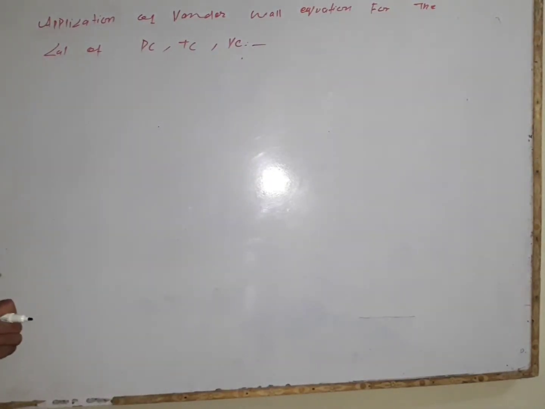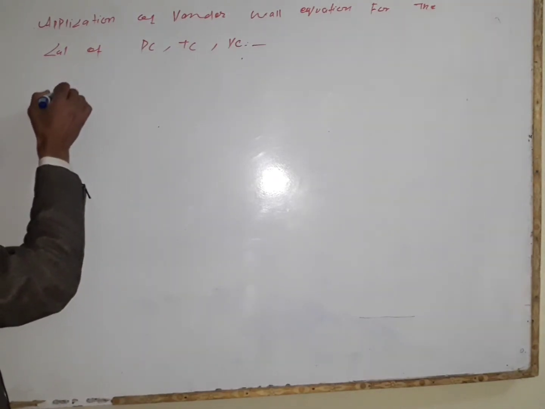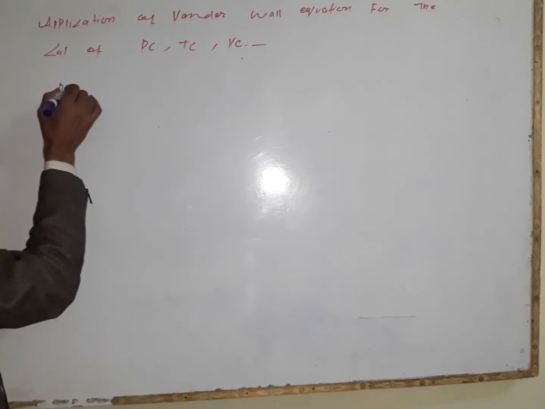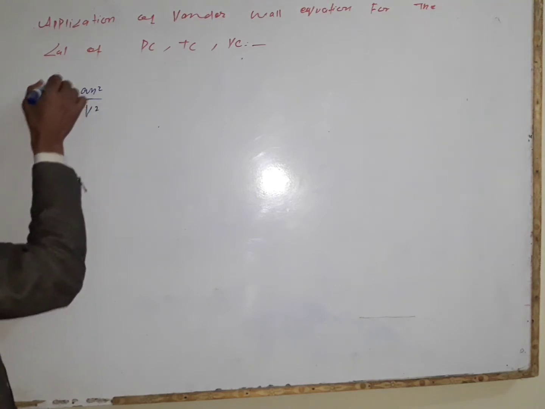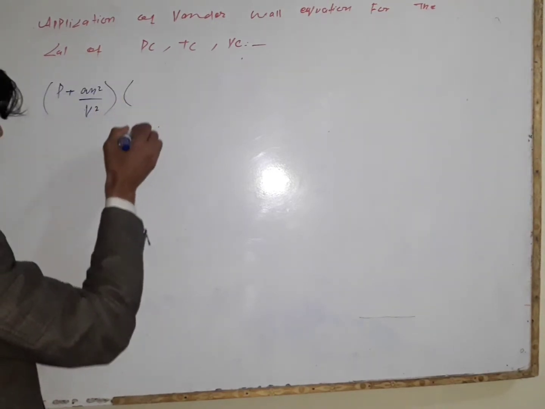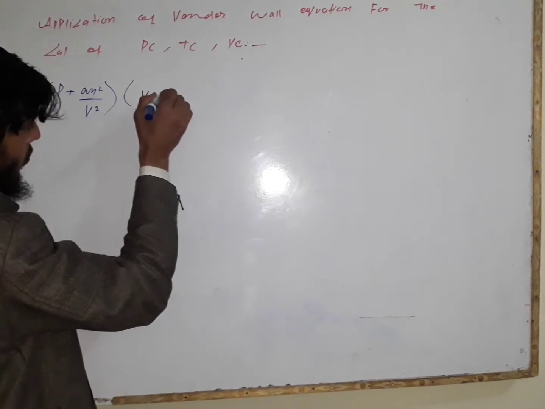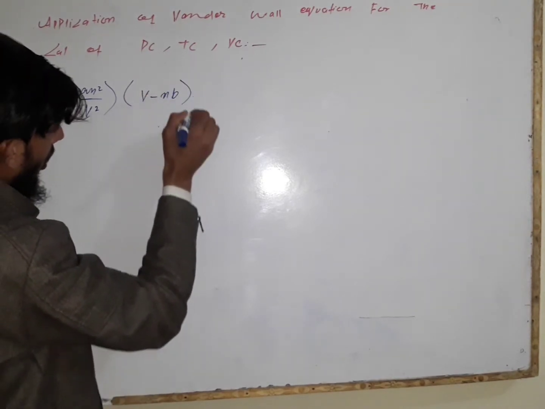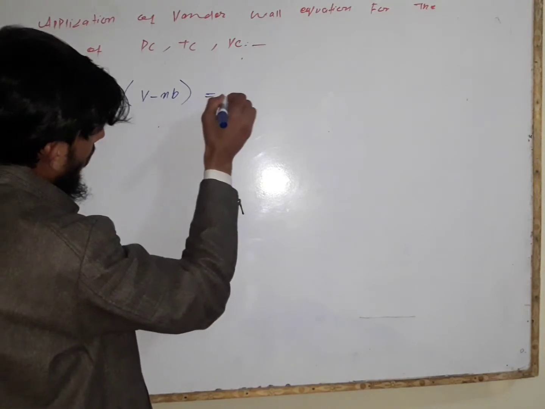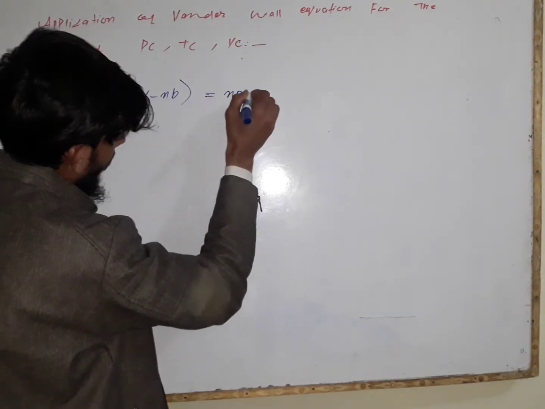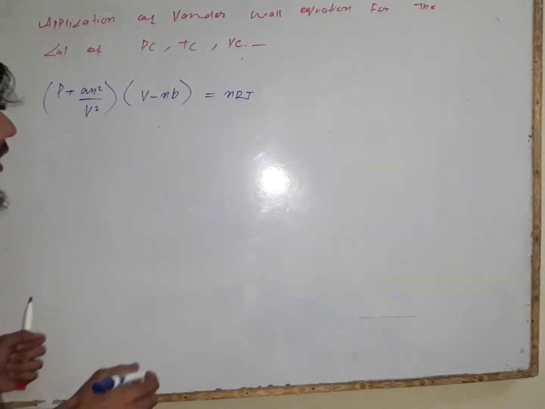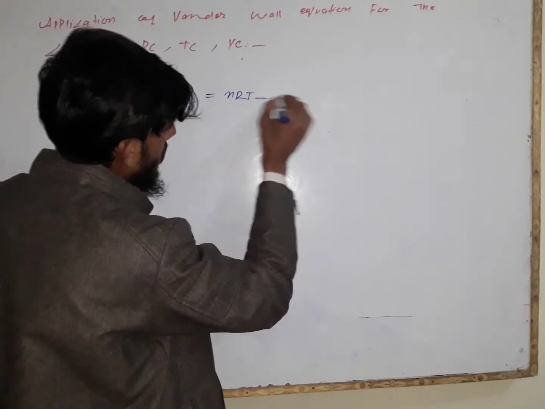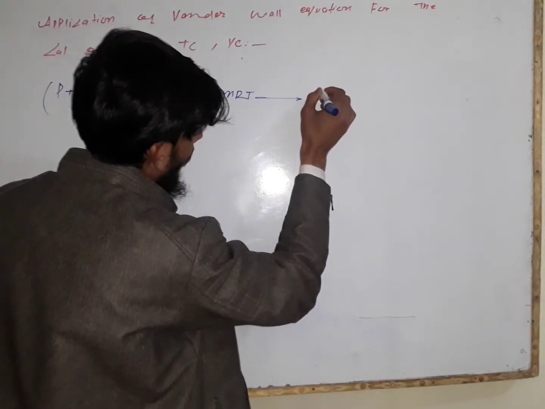So, first of all, I will write the van der Waals equation, which is (P plus n squared by V squared) times (V minus nb) is equal to nRT. This is our van der Waals equation, and I will give it equation number 1.